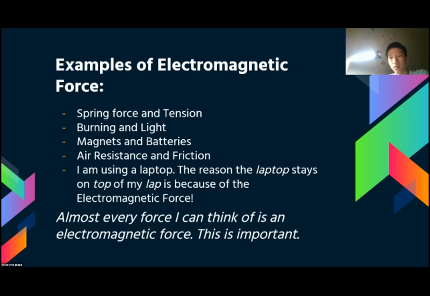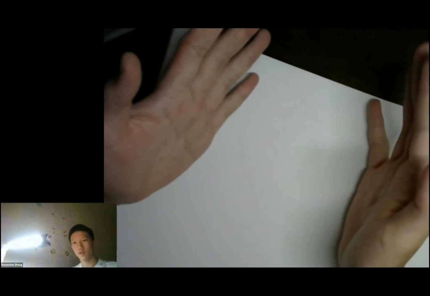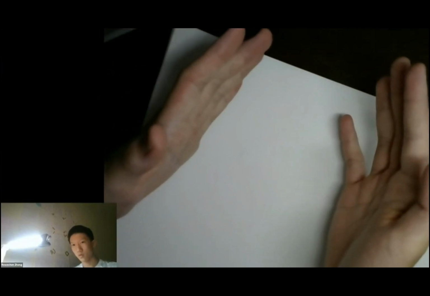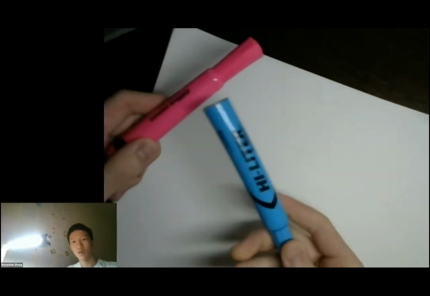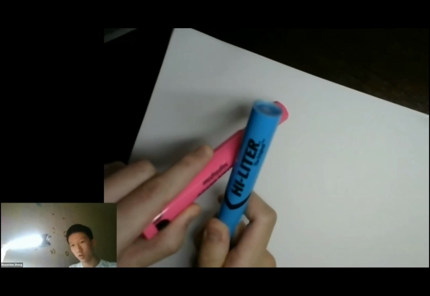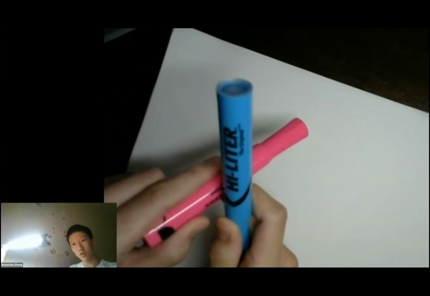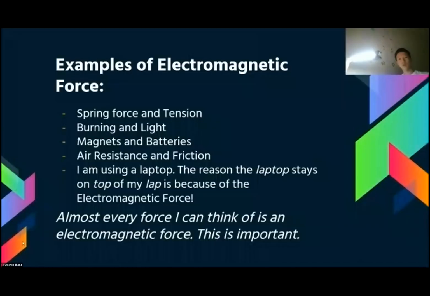Some people asked, isn't the reason the laptop stays on top of my lap because of gravity? Well, that's the reason the laptop does not float upwards. But the reason the laptop does not simply fall straight through my lap, let me show you guys. This is a hand. Got another hand. The reason they do not simply go through each other, the reason if I've got a marker and another marker, when they touch each other, they don't simply go through each other like they were ghosts or something, that's the electromagnetic force.